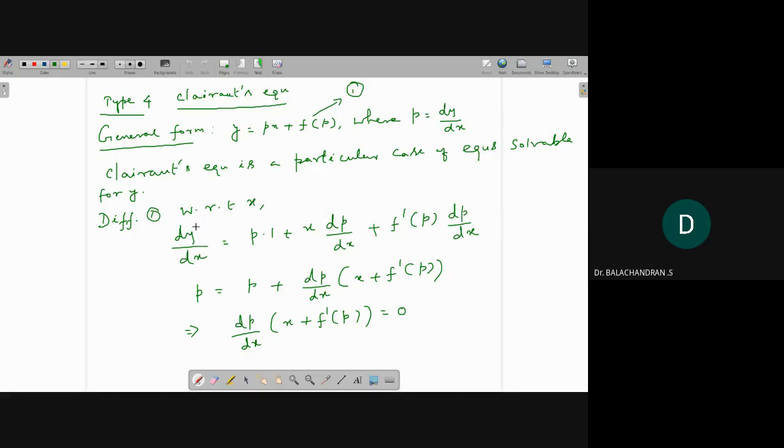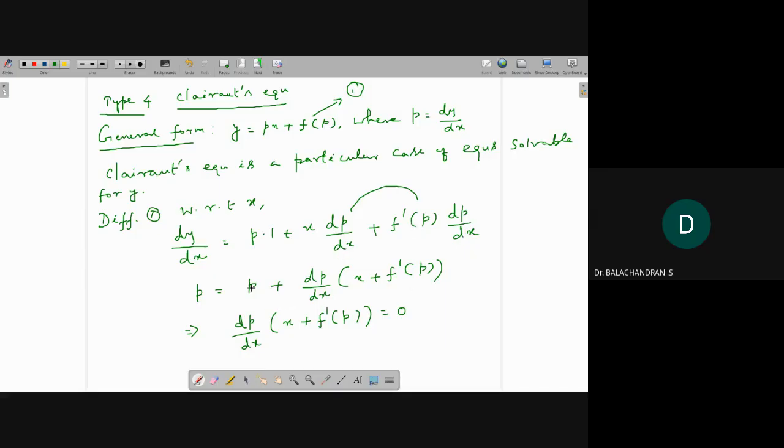dy by dx on the left hand side. Here we have uv, so p into 1. If you differentiate with respect to x, you get 1 plus x into dp by dx plus f dash of p into dp by dx. So we know that dy by dx is equal to p. So p equal to p. From these two, I am taking dp by dx common. Remaining is what? x plus f dash of p.